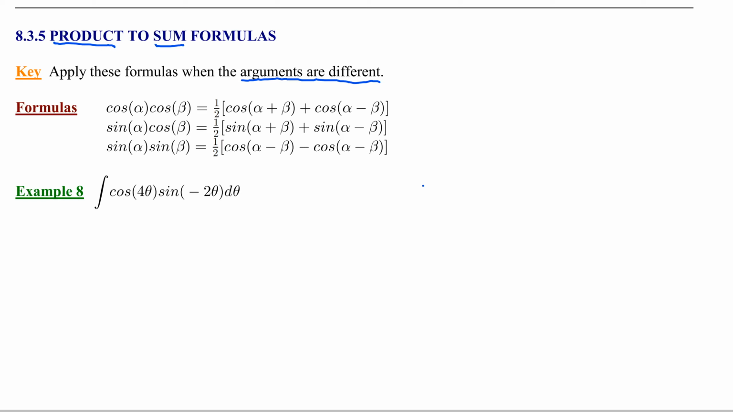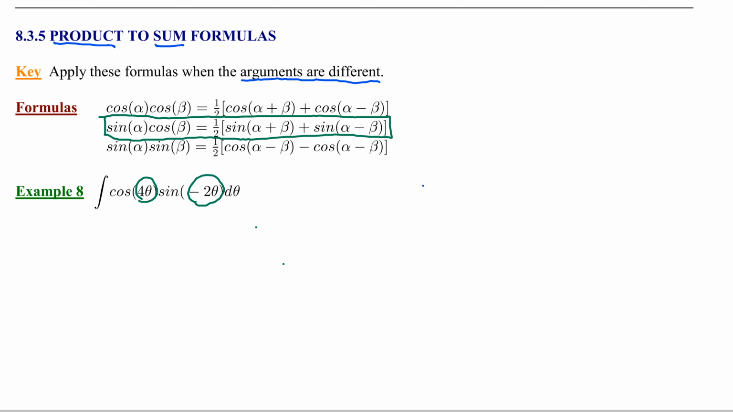So let's see if we can choose an appropriate formula for example 8. We have the integral of cosine of 4 theta times sine of negative 2 theta d theta. Now, if those 2 arguments were the same, then a logical choice would be to let u equal your sine function, du would cover up your cosine function. But that's not a possibility here because, again, we have different arguments. Math requires you to look at all of those excruciating details. So we're going to apply a product to sum formula. Again, we have cosine times sine, so this middle formula will be appropriate.